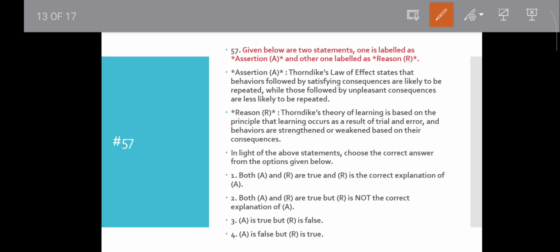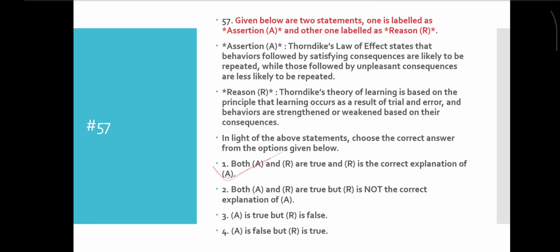Assertion and reasoning. Thorndike's law of effect states that behavior followed by satisfying consequences is likely to be repeated, while those followed by unpleasant consequences are less likely to be repeated. Reason is Thorndike's theory of learning is based on the principle that learning occurs as a result of trial and error, and behavior is strengthened or weakened based on its consequences. As you know, learning happens through trial and error. According to Thorndike, behavior followed by satisfaction is repeated. So assertion and reason are true, and the reason is the correct explanation of the assertion. So option A will be the correct answer. Okay, move to the next question.